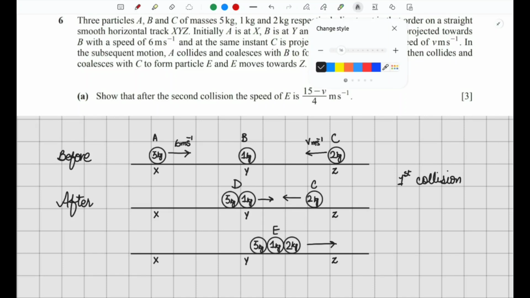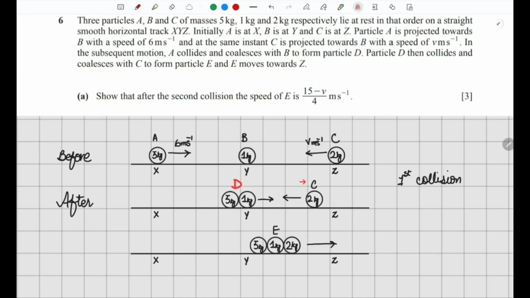Now what to do next? Let's look into what they are asking for. This is particle D, C, and this is E. Was A, B, and C. Okay, now what are they asking for? They are asking for, show that after the second collision the speed of E is (15 minus V) over 4. Okay, now they are referring to the speed of E.